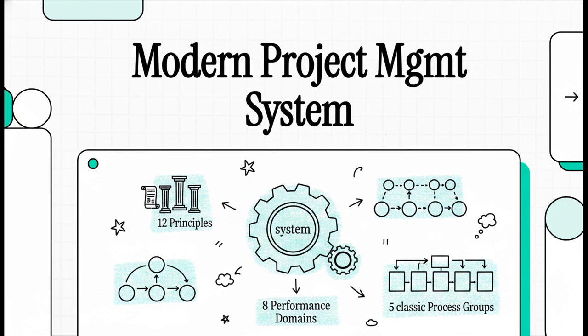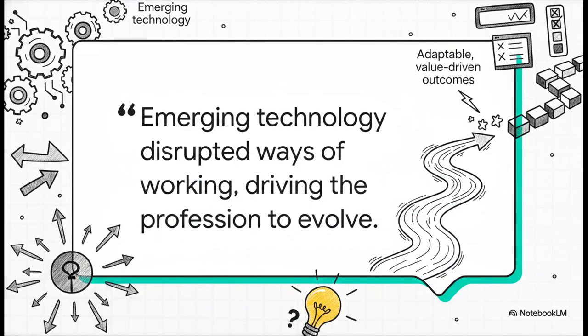years. So today we're taking a highly structured approach to break down exactly how the 12 principles of project management, the 8 performance domains, and the 5 classic process groups all integrate into one cohesive, highly effective system. Let's get started. Okay, let's dive into this.